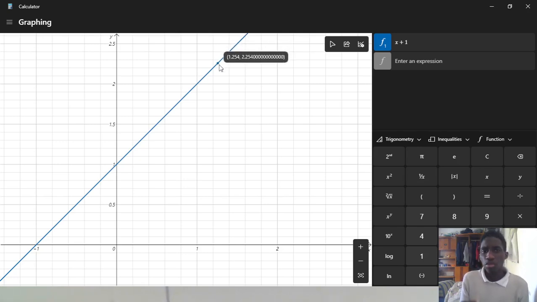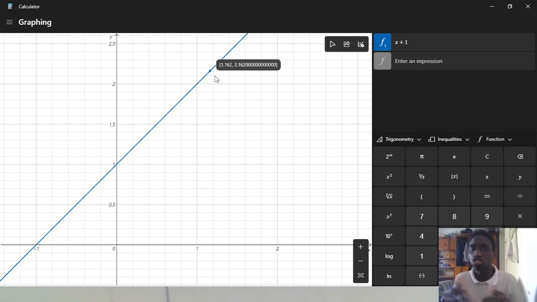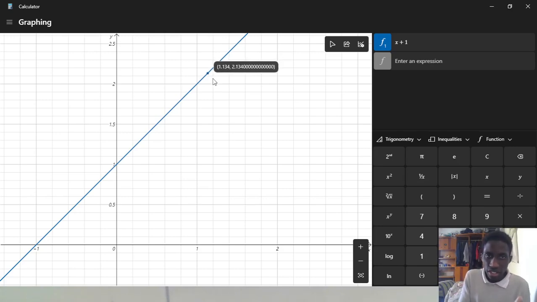As I'm approaching 1 from the right in x plus 1, I am going to approach the value of x plus 1 at 1, not of x at 1. X plus 1 at 1 is 1 plus 1, which is 2. So I'm approaching 2. I can see it here clearly: at 1.1 I have a y value of 2.132. I'm approaching 2.